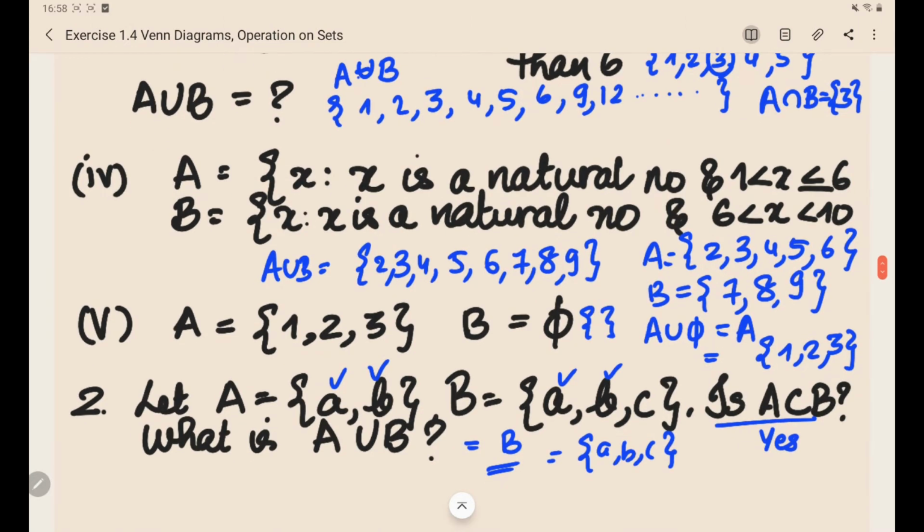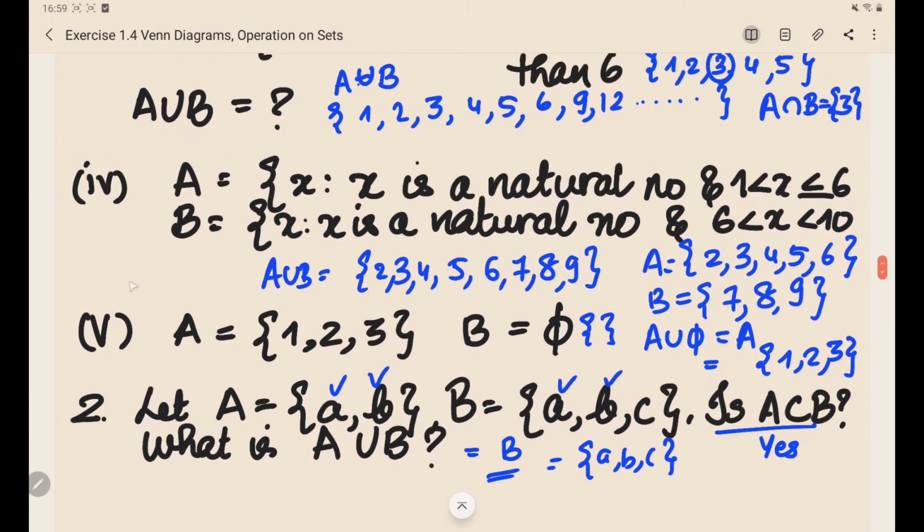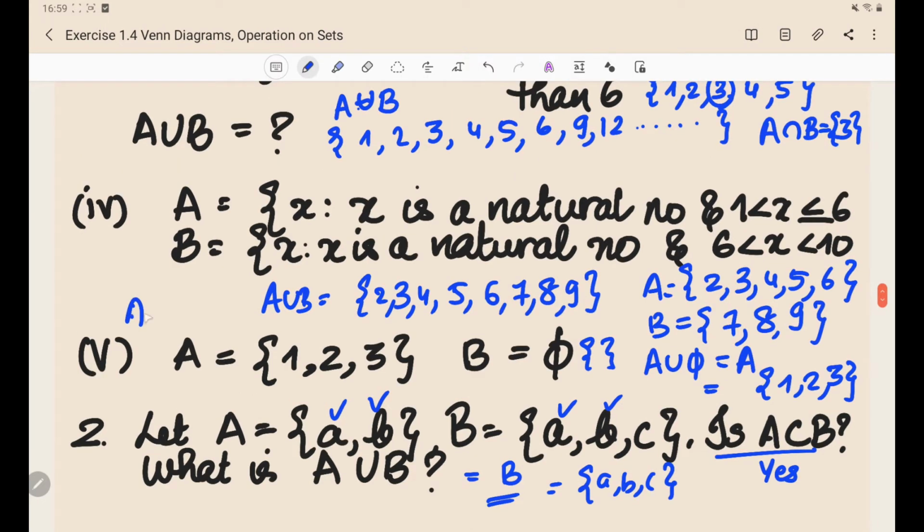Now the fourth portion. A is the set of x such that x is a natural number and 1 < x ≤ 6. What are the elements? 2, 3, 4, 5, 6. Right. So B is the set of x such that x is a natural number where the elements are 7, 8 and 9. Are there any common elements between them? There are no common elements. So you can say that A intersection B is an empty set or a null set or a void set.